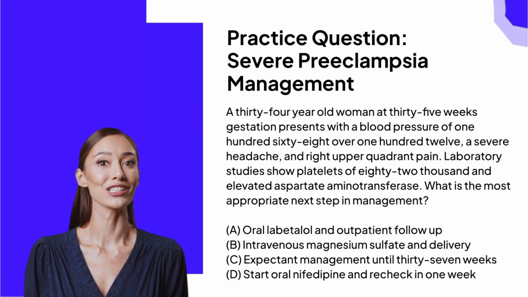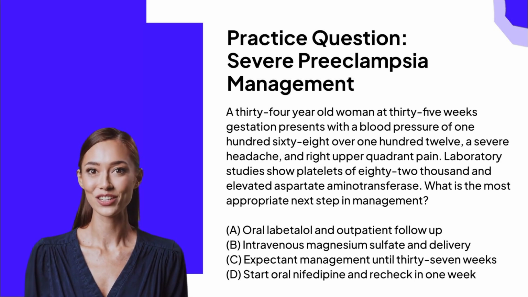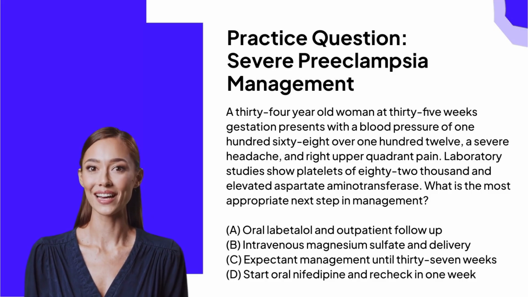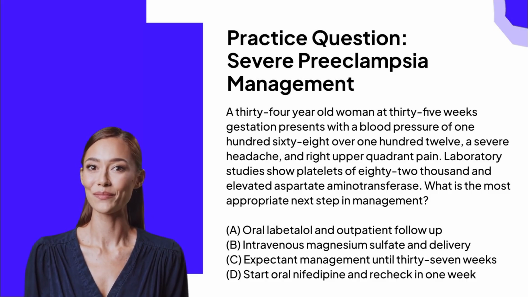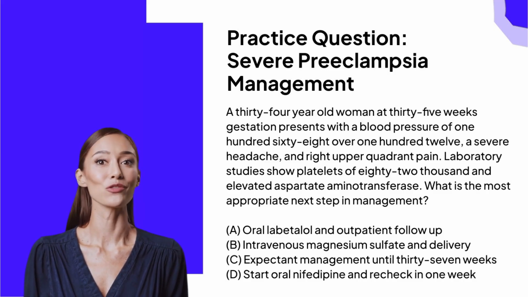Here is our next practice question. This one tests preeclampsia management. We have a 34-year-old at 35 weeks with very high blood pressure, severe headache, right upper quadrant pain, low platelets, and elevated liver enzymes. What is the most appropriate next step? Think through your approach before we review the answer.